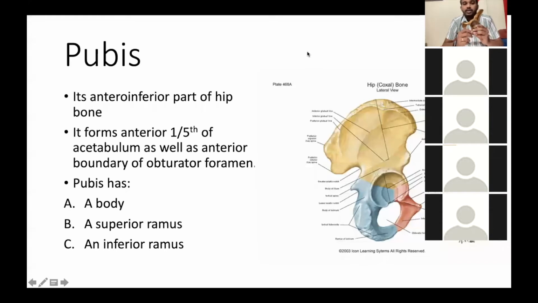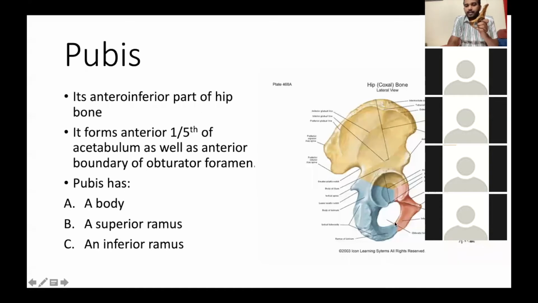So the pubis is the antero-inferior part of the hip bone. When you hold the bone in position, the pubis is situated anteriorly and inferiorly. It forms the anterior one-fifth of the acetabulum as well as the anterior boundary of the obturator foramen.